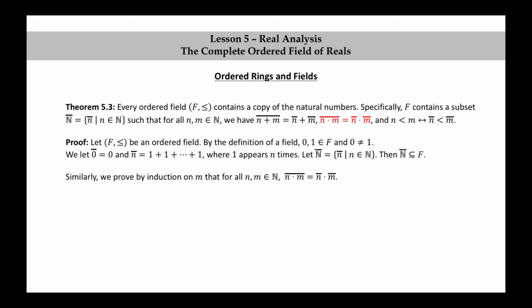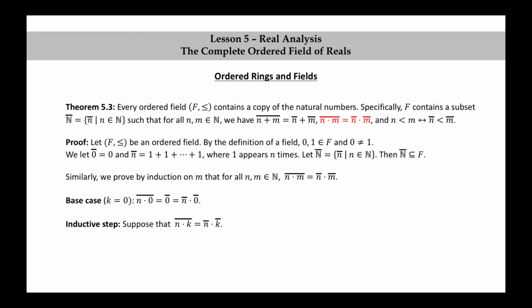Let's do the second one. Similarly, we prove by induction on m that for all n and m in N, n times m bar is equal to n bar times m bar. Base case, k equals 0. n times 0 bar is just 0 bar, because any natural number times 0 is 0. And that's equal to n bar times 0 bar, because in a field, whenever you multiply a field element by 0, you get 0. That's something you might want to prove.